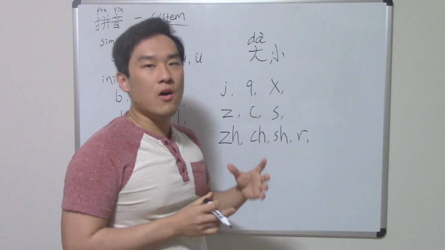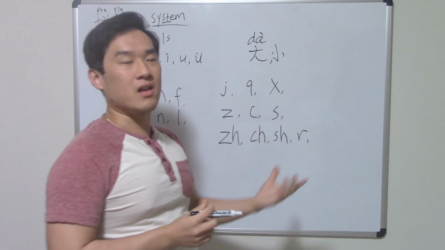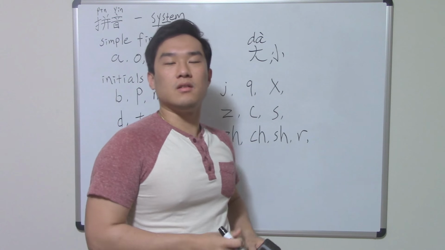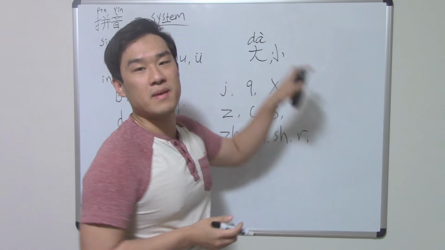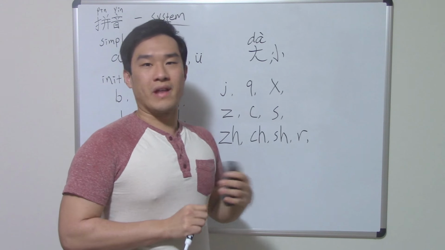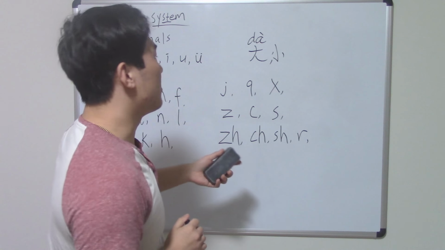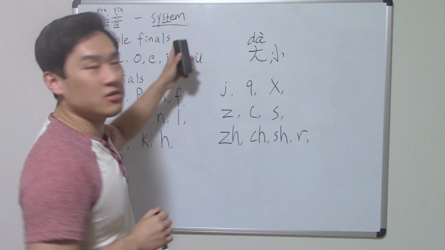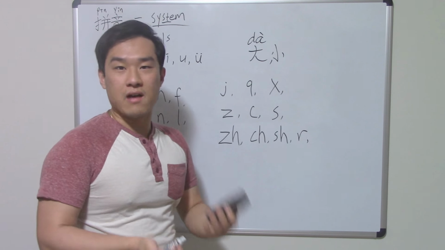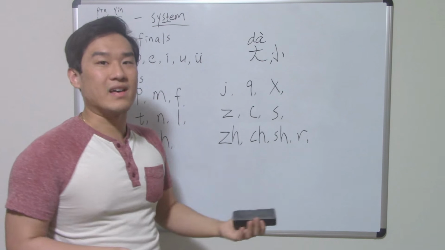So the pinyin itself is not really Chinese. We don't really write pinyin. Once you get used to writing Chinese, you don't really write pinyin. It's just in the beginning stage that it really helps you pronounce those words. Okay, so that's what it is. Pinyin is basically just a system to help you pronounce whatever Chinese word that is.